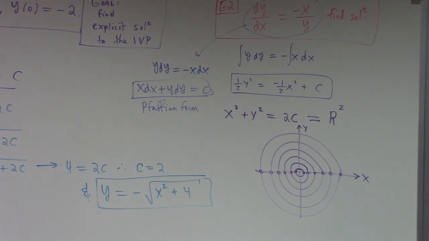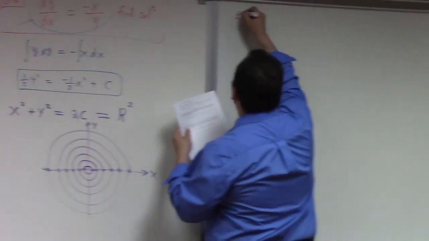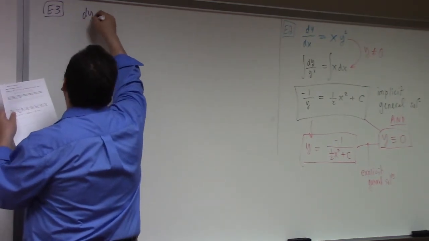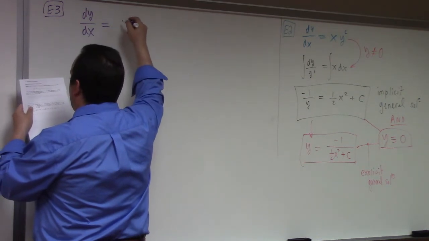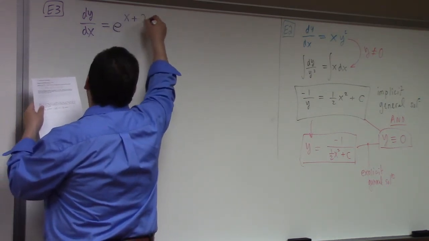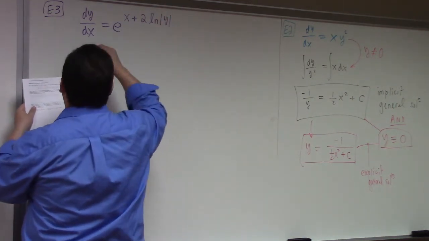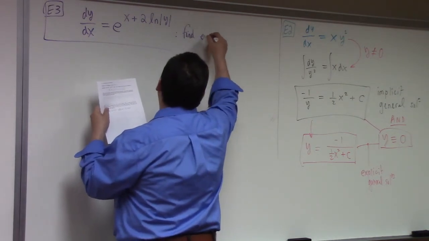Here's a good one. Example 3, let's try to solve dy/dx equals e to the x plus 2 times the natural log of the absolute value of y. All right? Find explicit solution.